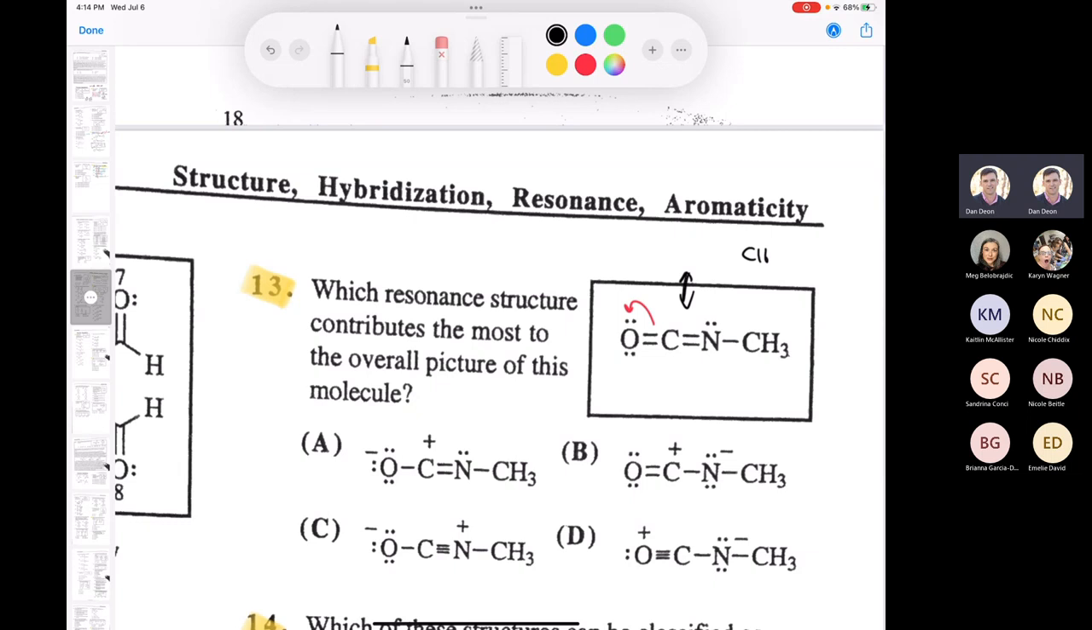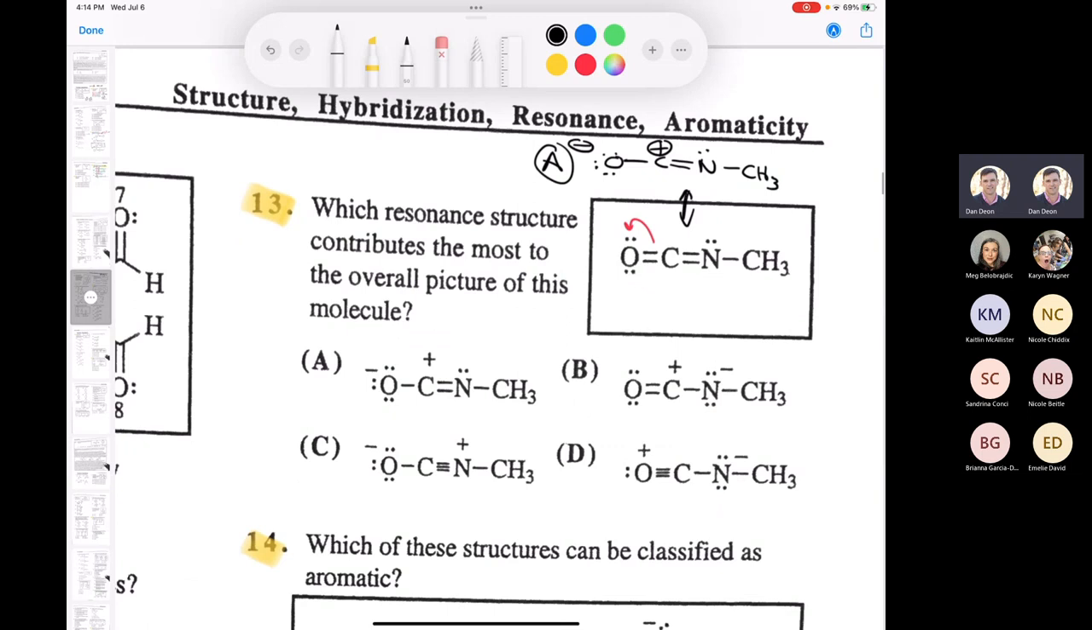We have CH3 bonded to our nitrogen. We didn't touch anything here. We have our carbon, now with a single bond to the oxygen, and we'd have a negative charge and a positive charge here. There's nothing wrong with that resonance structure that I just drew. In fact, it's what I just drew. This is A.